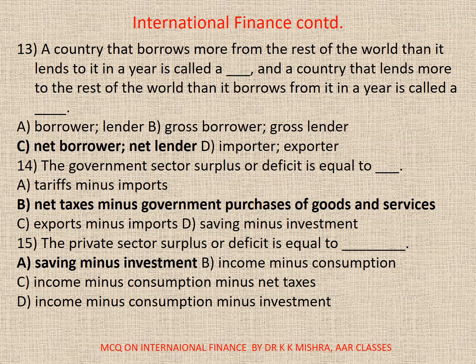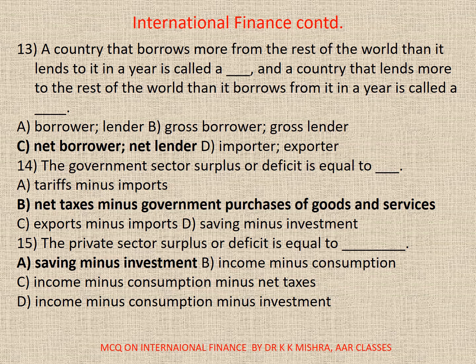13. A country that borrows more from the rest of the world than it lends to it in a year is called a dash, and a country that lends more to the rest of the world than it borrows from it in a year is called a dash. So here correct option is C, net borrower and net lender.